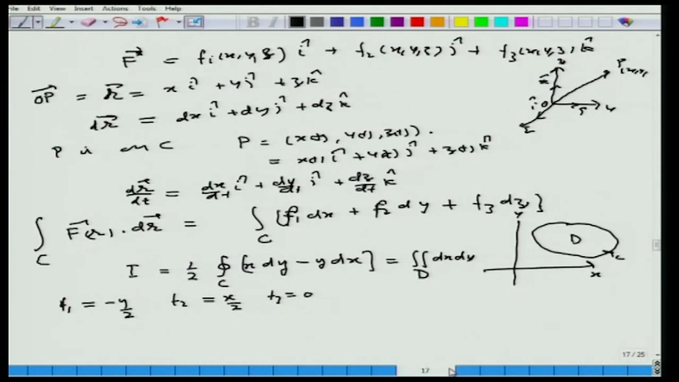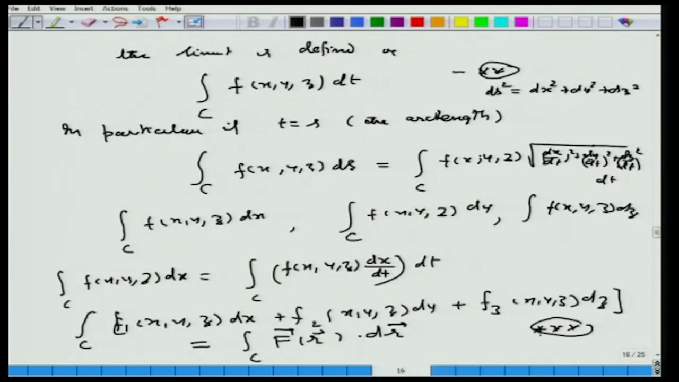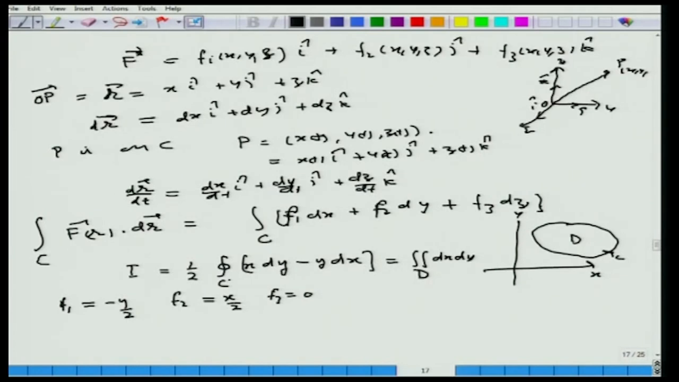In particular, if we take this line integral I, where we take f1 equal to minus y by 2, f2 equal to x by 2 and f3 equal to 0, we see that this line integral reduces to I equal to half of the integral over C. C is a closed curve, and we take the positive direction as anticlockwise. When we have a closed curve, to distinguish it from the other integrals, we write a circle on the integral sign to denote that this integration is over a closed curve.